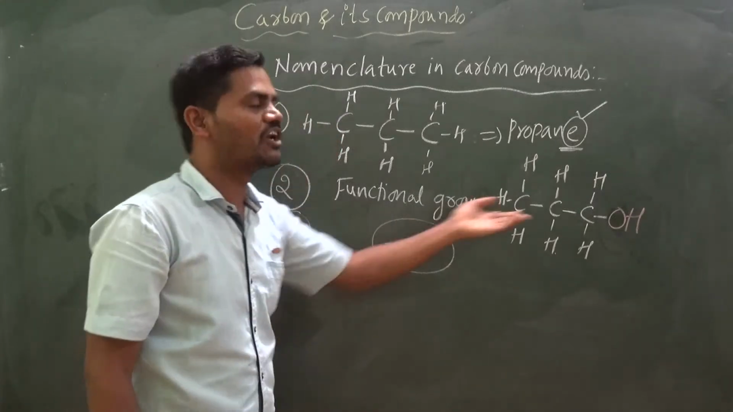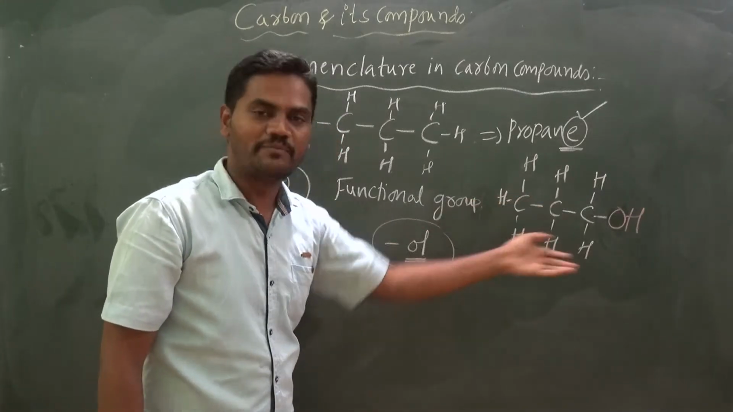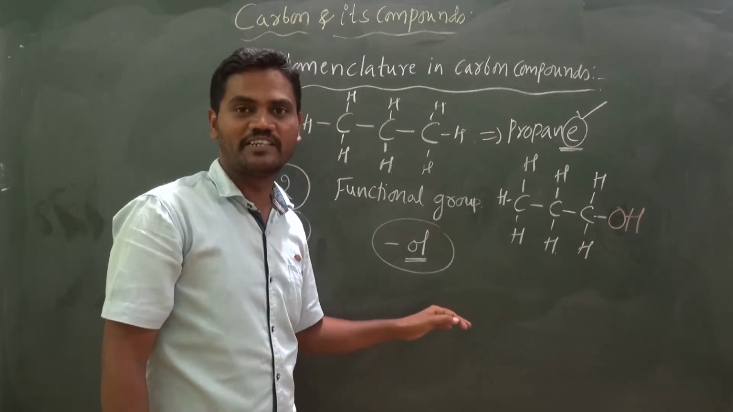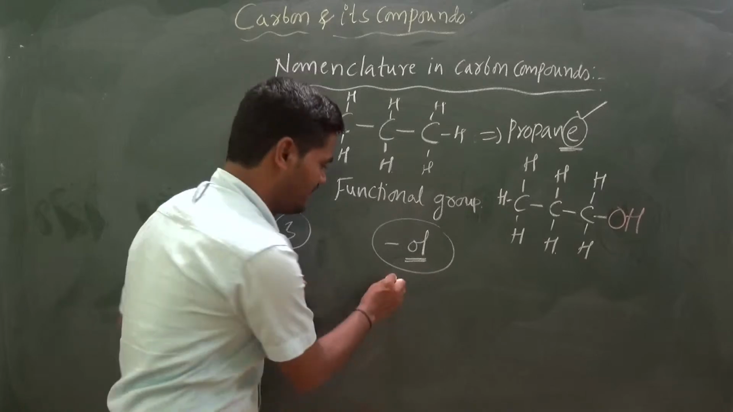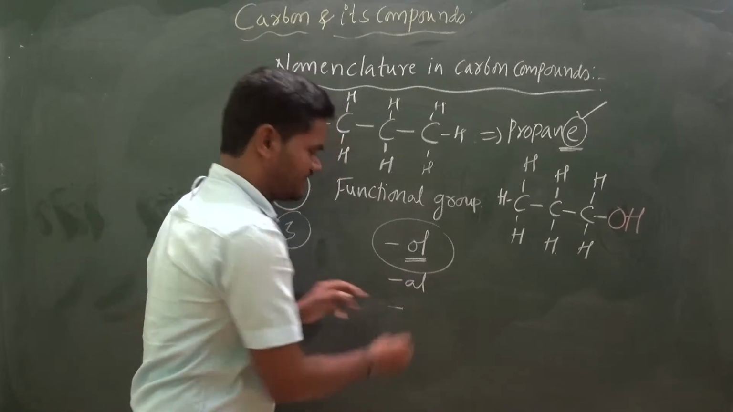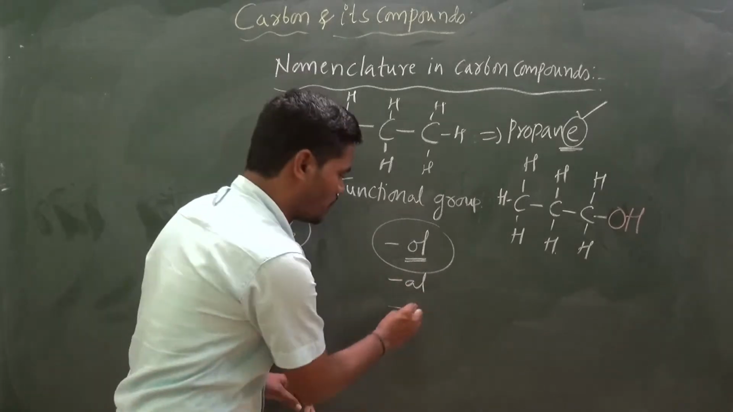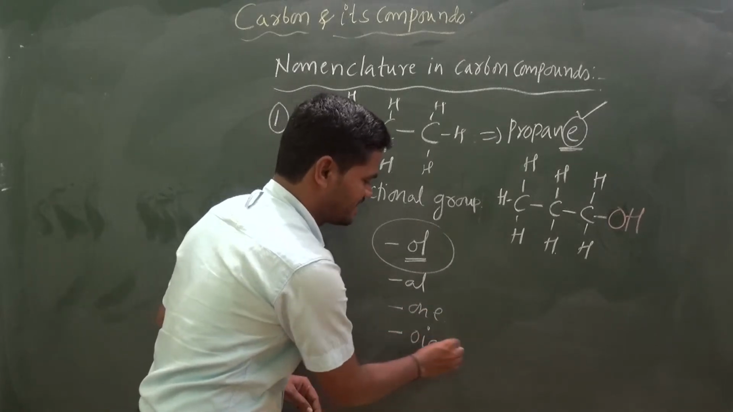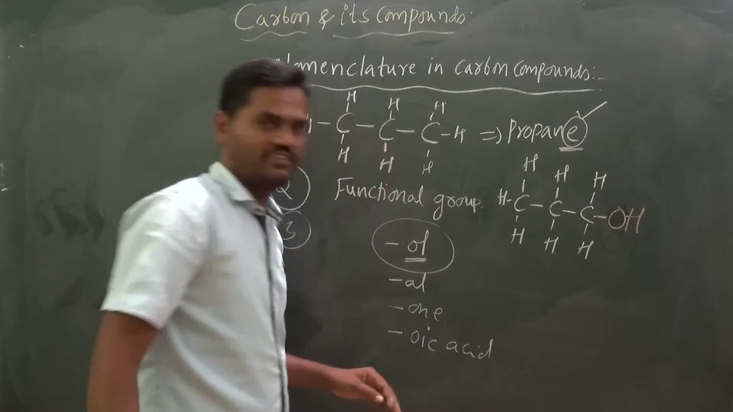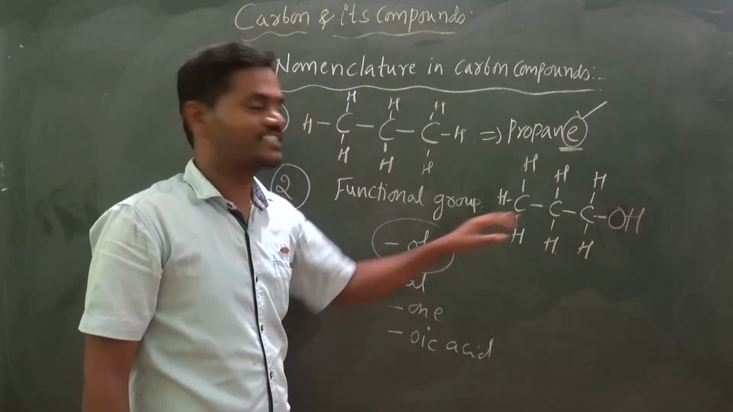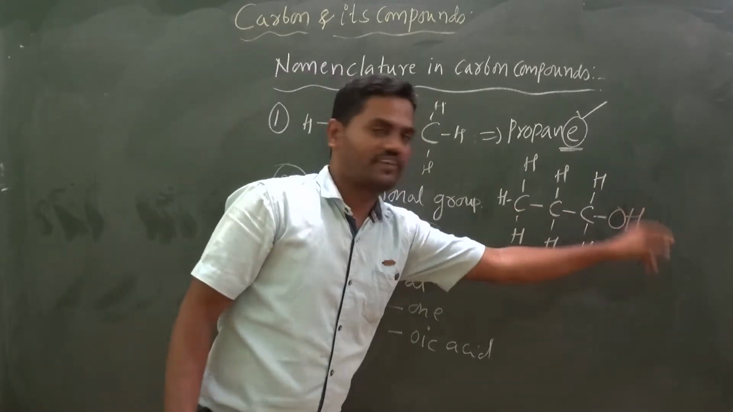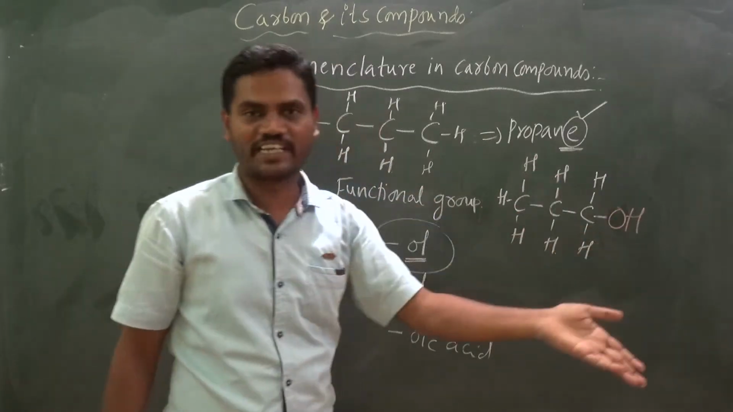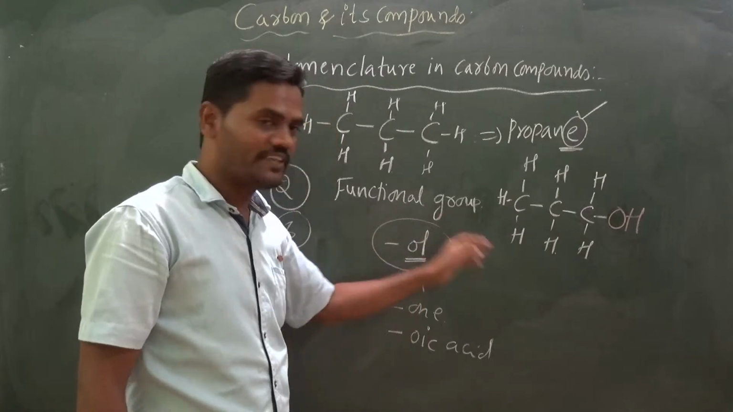Alcohol means OL, aldehyde means AL. Suppose CHO is there, that is the aldehyde, AL. The next one is ketone, which means ONE. Carboxylic acid means OIC. These are the secondary suffixes. You have to use this secondary suffix here. Suppose a functional group is given as a suffix, then you have to use these secondary suffixes.